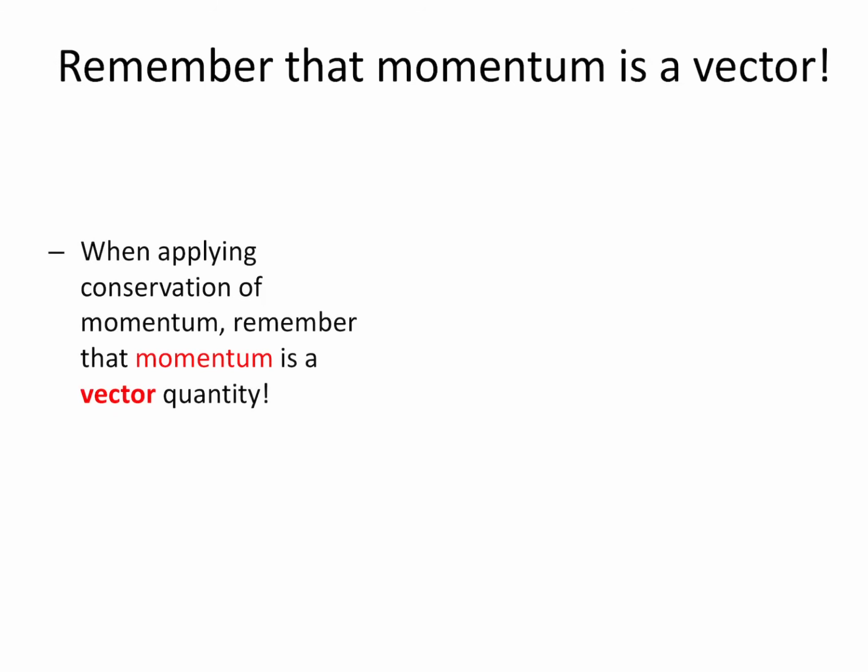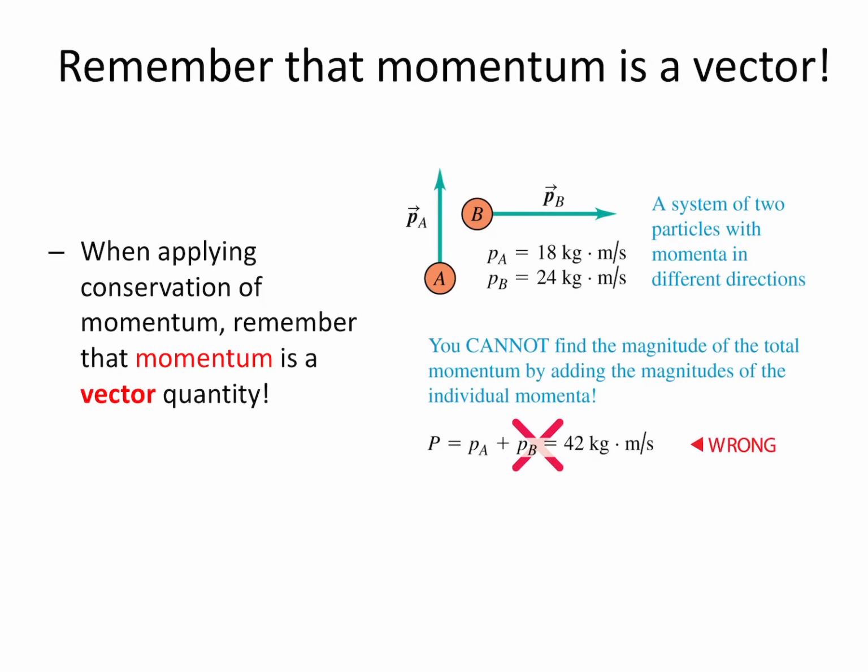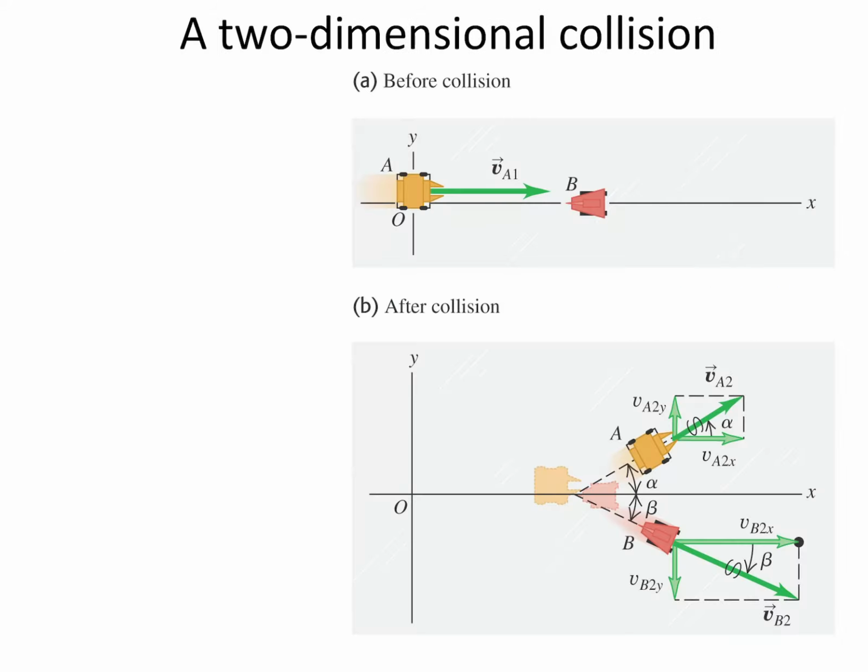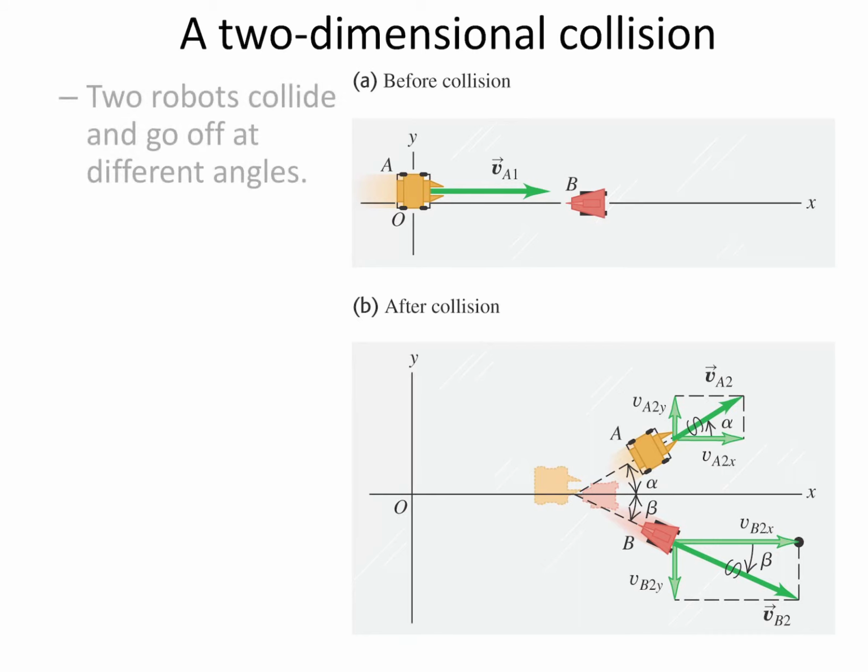Okay, just remember momentum is a vector. So momentum conservation can happen in 2 dimensions. So if you have PA, PB, in this case, if you add PA and PB together, it's not 42. It's 18 in the Y direction and 24 in the X direction. So that's why if you have a 2-dimensional condition, you should have conservation of momentum in X and conservation of momentum in Y. You should do them separately.